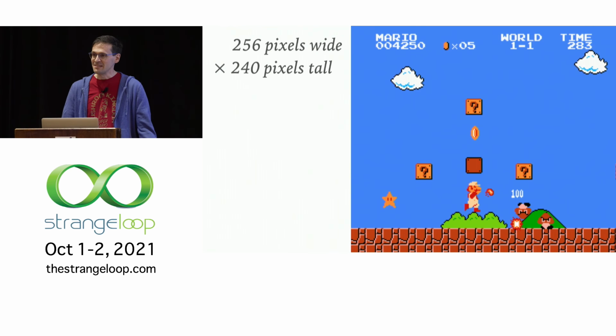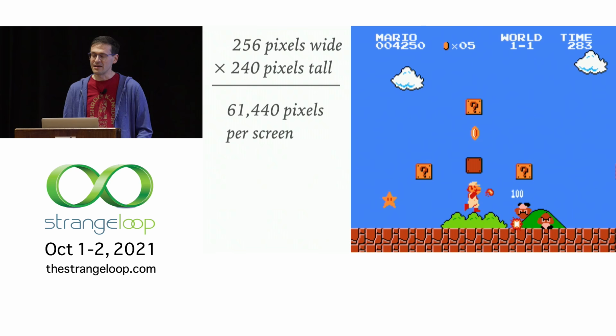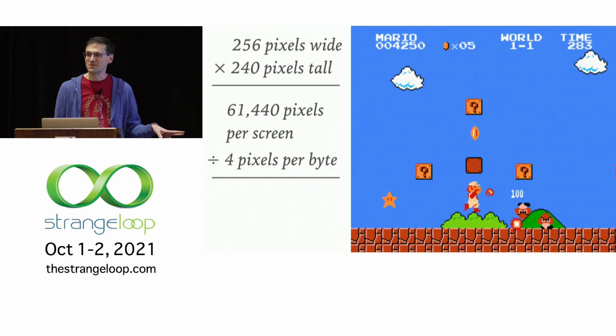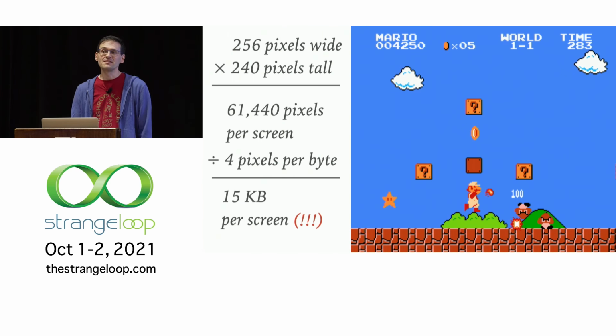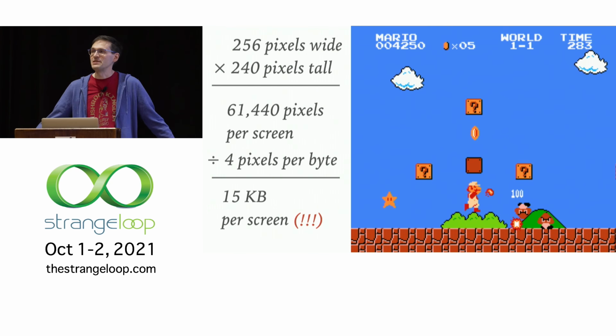The NES, as I mentioned, has a screen resolution of 256 by 240 pixels. If I multiply those two together, we get 61,440 pixels in every screen of graphics. And because of the way the NES handles color, if we were to do things this way, you could fit 4 pixels in a byte. So that means you would need about 15 kilobytes to store a single screen of graphics. And that is a problem because the NES has 2 kilobytes of video RAM. So you would not be able to display a screen. You can't fit it in memory.